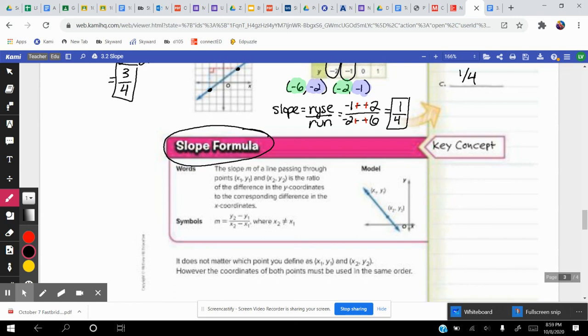So we have a model to the right side. This is a negative slope because the graph is decreasing from left to right. You'll notice that we have x1, y1 as the top point, and the bottom point is x2, y2. It does not matter which point you define as x1, y1 and x2, y2. However, the coordinates of both points must be used in the same order. So that's what we've been doing up until this point. We just haven't used this formula. So let's try solving the next problem using this formula.